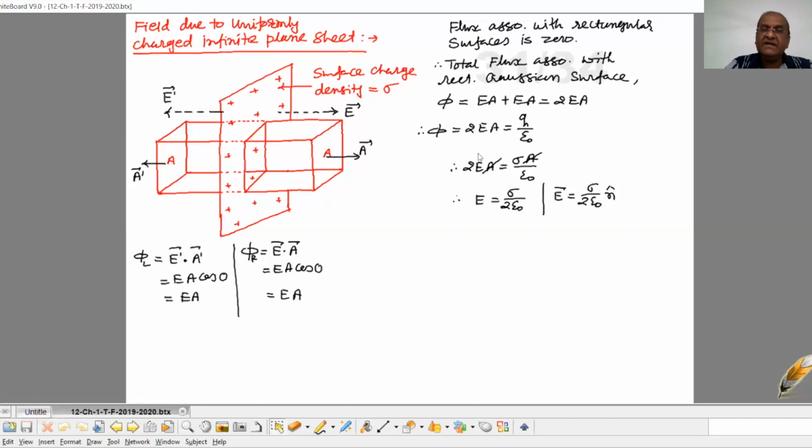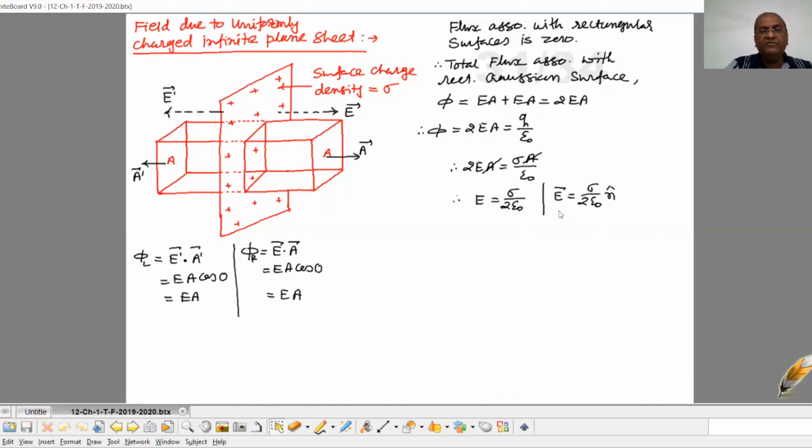And as per Gauss's theorem, that is equal to Q upon epsilon zero, where Q is the net charge enclosed by this Gaussian surface. So here the charge per unit area is sigma. So the charge on area A is sigma into A. So we can write 2EA equals sigma into A upon epsilon 0. A A cancelled. So the electric field is sigma upon 2 epsilon 0, and here you can observe that at any point the electric field is constant.